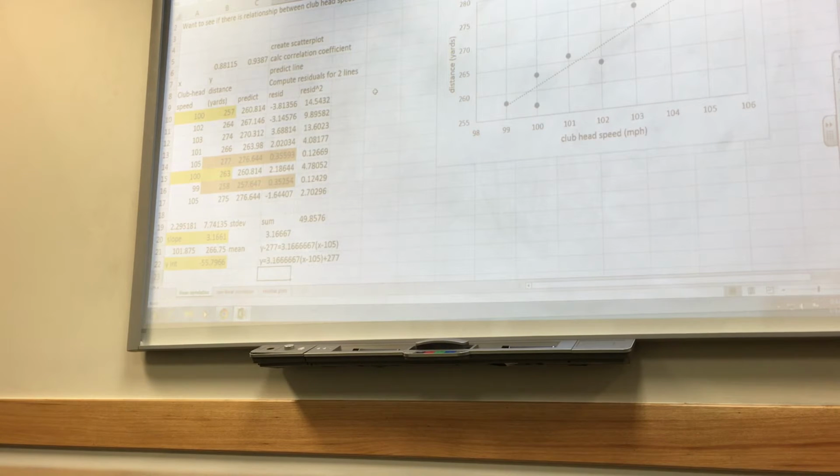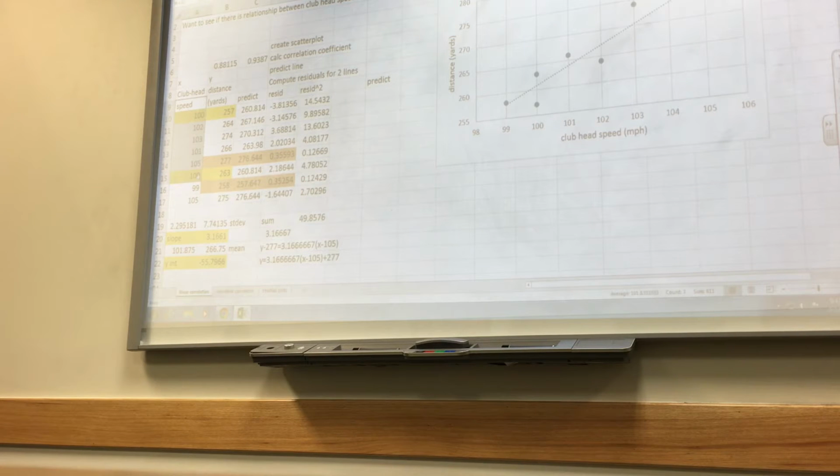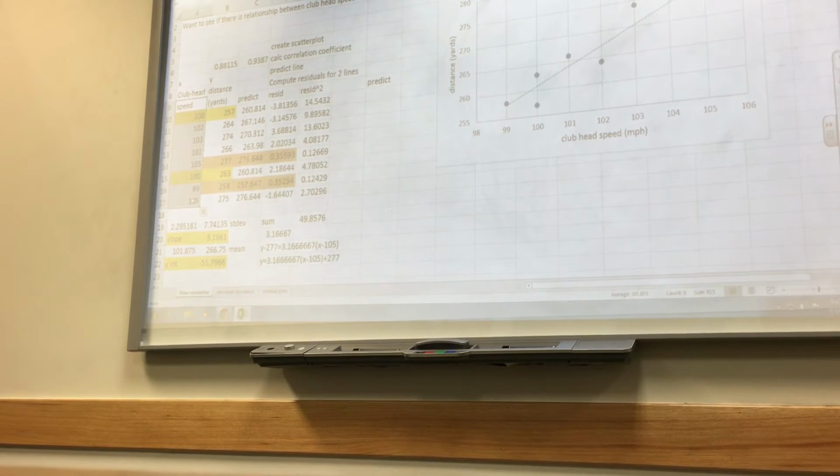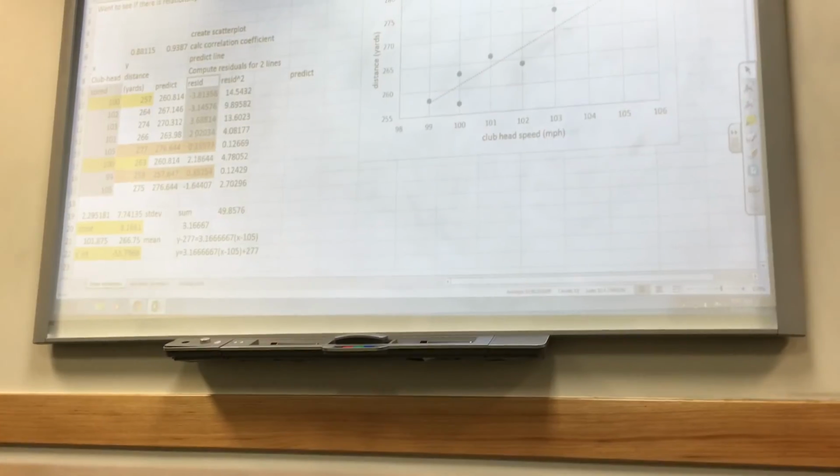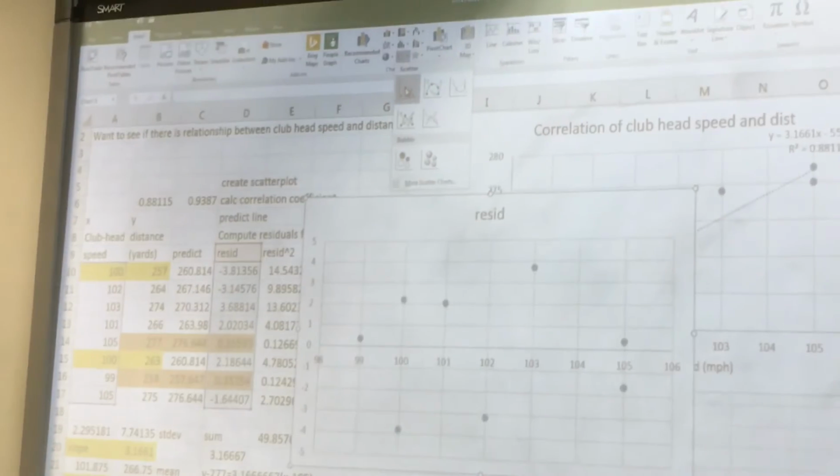Now, I just remembered something else I forgot to do. Before I do this prediction in just a minute, I just want to remember one other thing. Another thing you're going to want to do to make sure that regression is a good idea is create a residual plot. How you do that is you take your speed here, hold the control key down, and click on your residual column. We're going to insert a scatter plot.